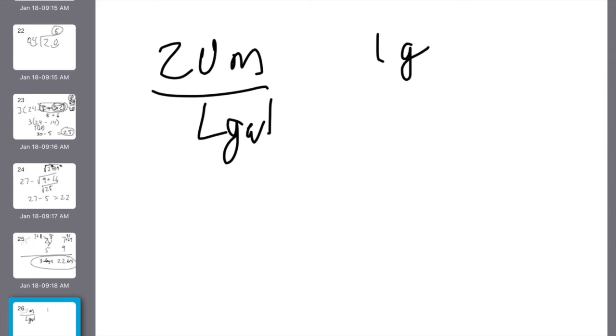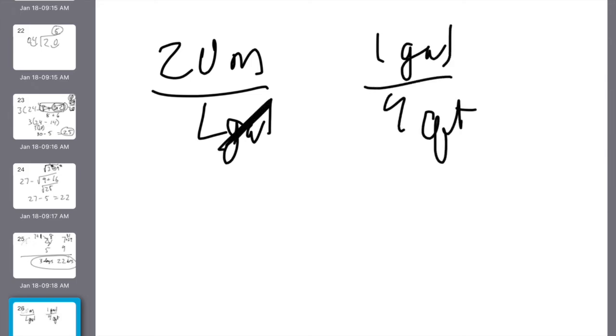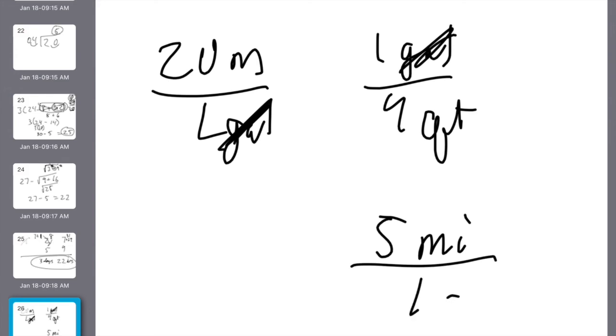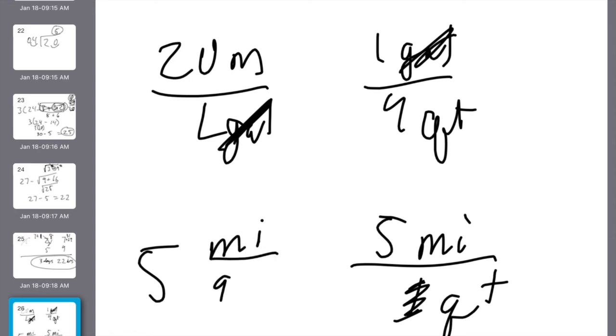23. I have 20 miles in 1 gallon, and I have 1 gallon in 4 quarts. Gallons are gone. 4 goes into 20 5 times, so I'm doing 5 miles per 1 quart. So we're simplifying and creating a label. Many times we'd write that not with that 1 there. We just say 5, and then my label would be miles per quart.